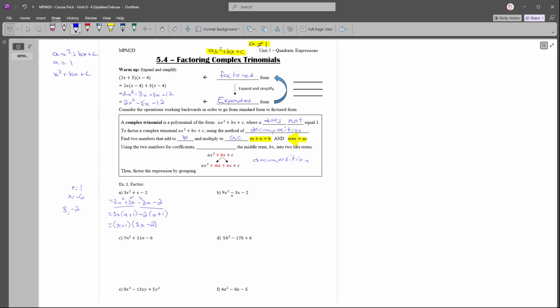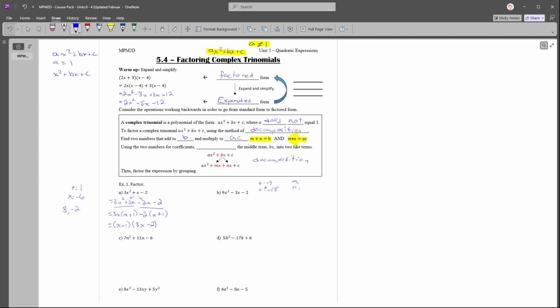So we have 9x squared minus 3x minus 2. Okay, so I need two numbers that add to negative 3. And I need two numbers that multiply to 9 times negative 2, which is negative 18. Now again, I have a negative sign here. So that means that I'm going to have a positive and I'm going to have a negative number. I have a negative sign here, which tells me that the larger of my two numbers is going to be the negative. Okay? So in this case, what's my m and what's my n going to be?